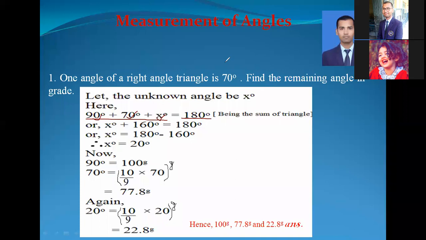So 90 degree plus 70 degree is equal to 160 degree. So x plus 160 degree is equal to 180 degree. Then x is equal to 180 degree minus 160 degree, that means x is equal to 20 degree. That is the remaining angle that we needed to find.